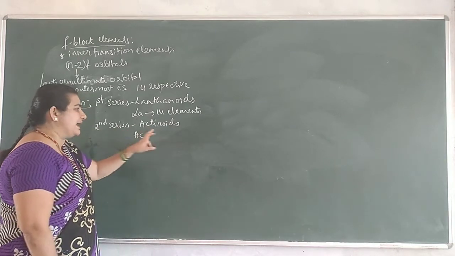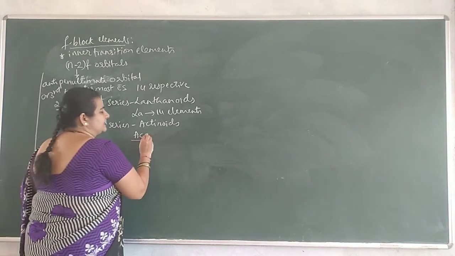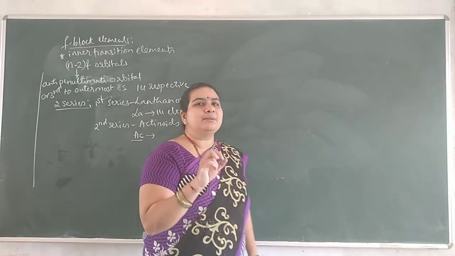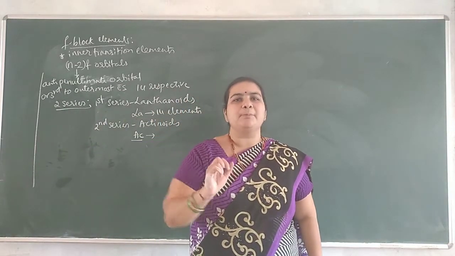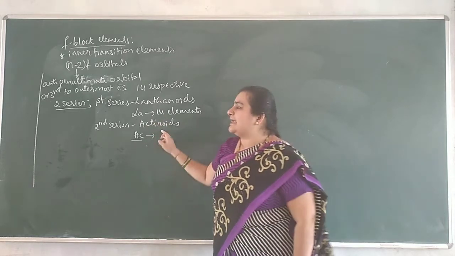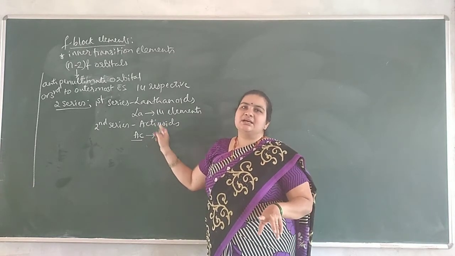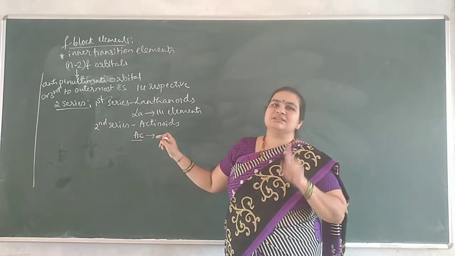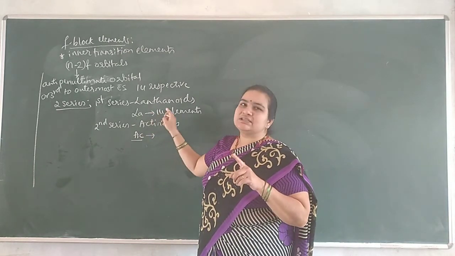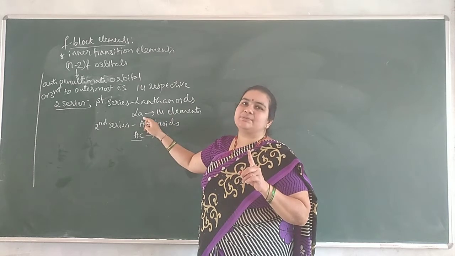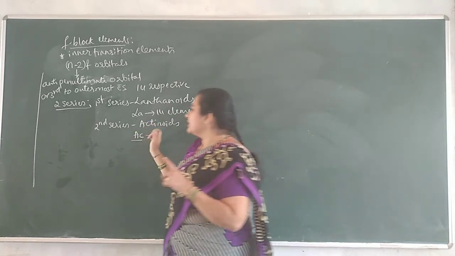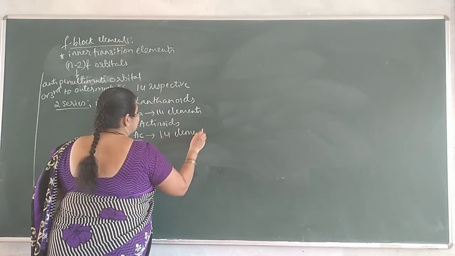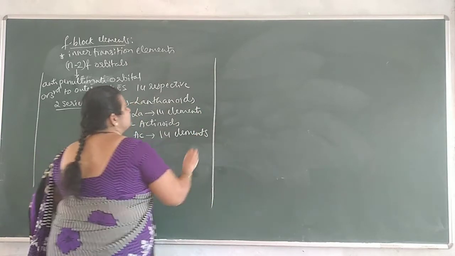The second series is the actinoids. The first element is actinium, because lanthanum and actinium resemble, or show the properties of, lanthanoids and actinoids. So these elements are considered the first elements of the series, and the name of the series is given as per these elements. And 14 elements are being completely or partially filled. Now, next one.